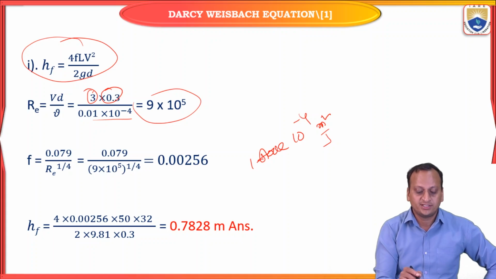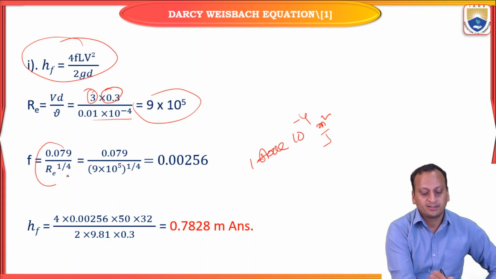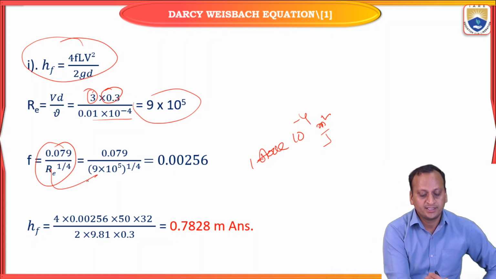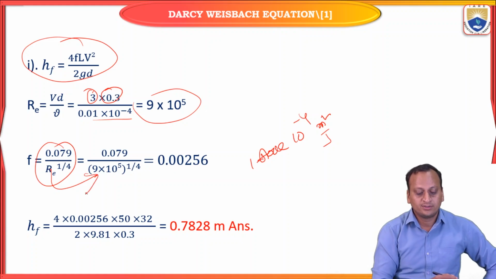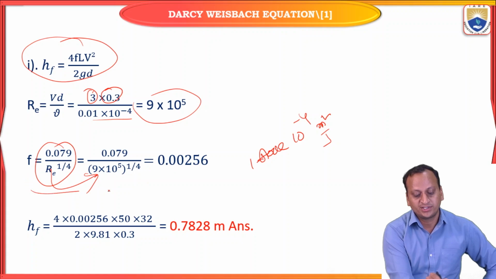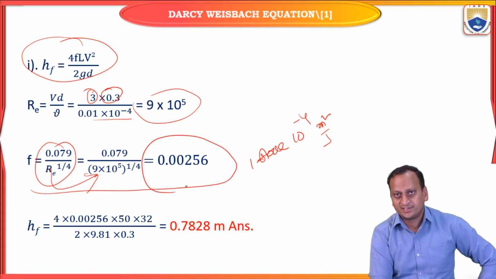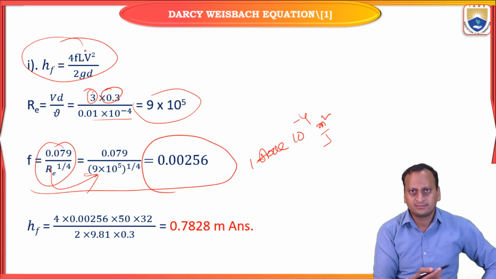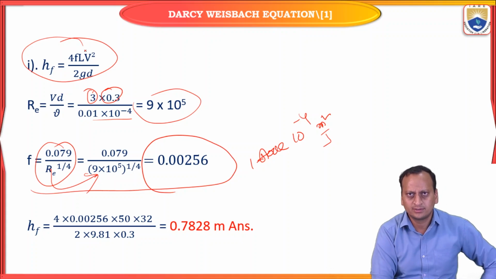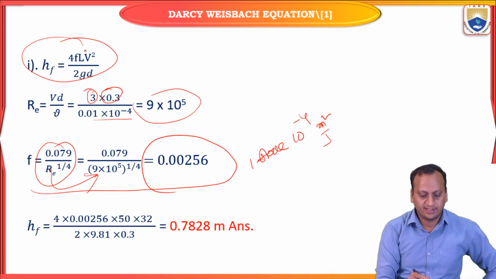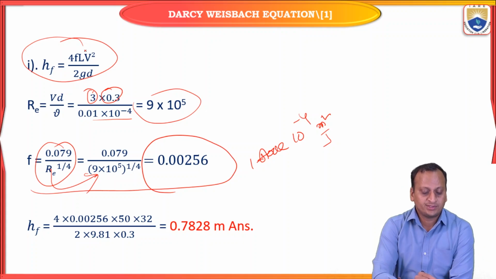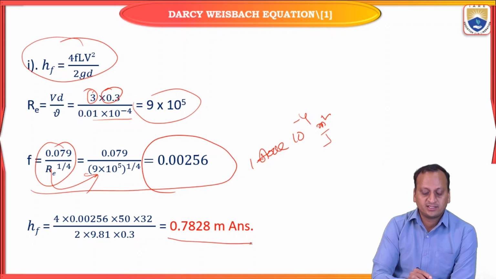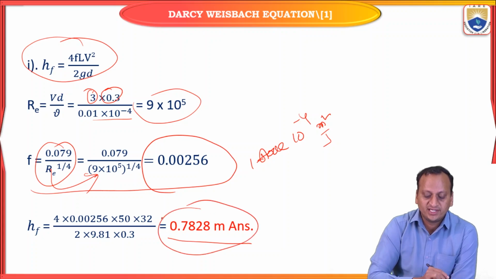For turbulent flow, the relationship we have is 0.079 by Re power 1 by 4. We substitute the Reynolds number, 9 into 10 power 5, and from this we get f, the coefficient of friction, as 0.00256. We have the other parameters too: length, velocity, g is known, and D is the diameter of the pipe. Once we substitute into the equation, we get hf equals 0.7828 meters. The loss of head due to friction is 0.7828 meters.